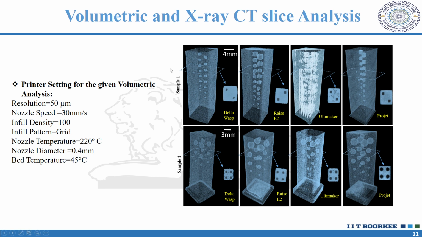Showing is the same, both sample 1 and sample 2 printed from all the four 3D printers, and the setting is resolution 15 micron, nozzle speed 30 mm per second, infill density 100, infill pattern grid. We kept nozzle temperature to 20 degrees Celsius, nozzle diameter 0.4 mm, bed temperature 45 degrees Celsius.